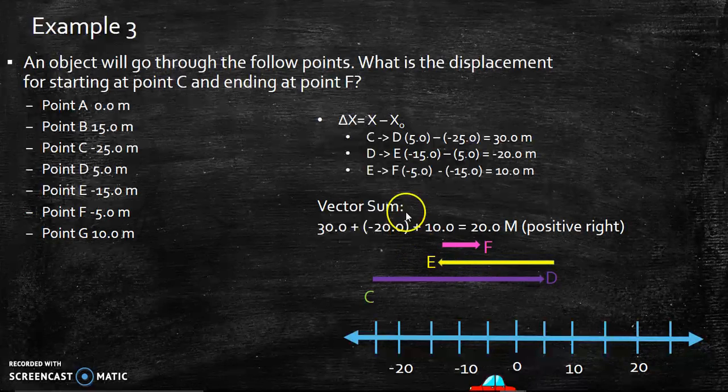And then from E to F, we're going from the negative 15 to the negative 5. So set that up as final minus the initial. So it's negative 5.0 minus negative 15, which is going to give us a positive 10 meters. So again, we find the sum of the three vectors, 30 plus negative 20 plus 10 equals 20 meters in the right direction. So look back at your number line. If the question's asking from the start of point C to the end of point F, here's C, here's the end of F. We're going to move 5, 10, 15, 20 meters, and we're moving in the right direction, so it's positive, so everything checks out.